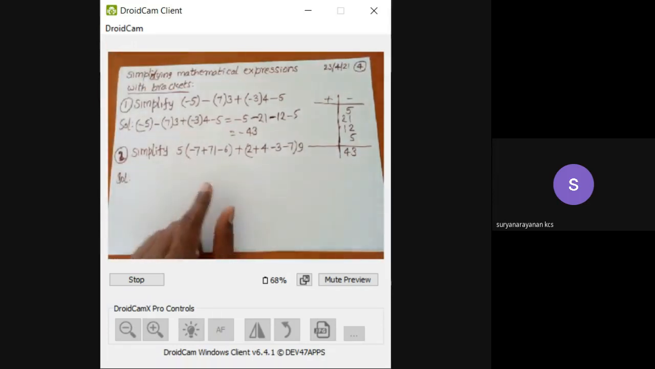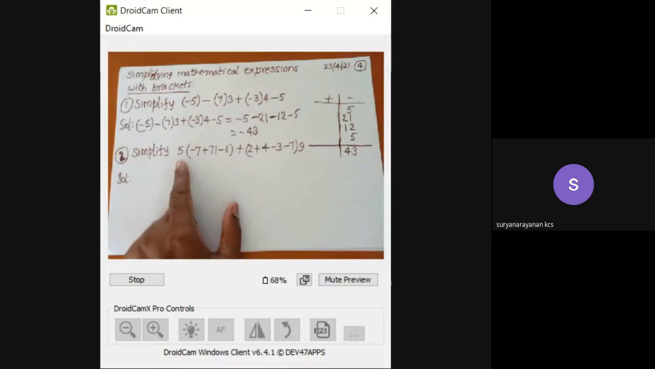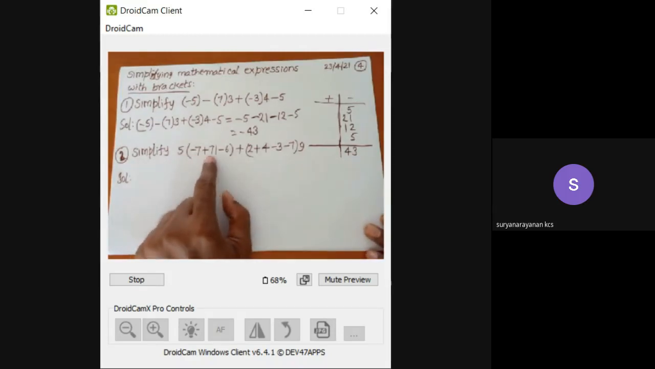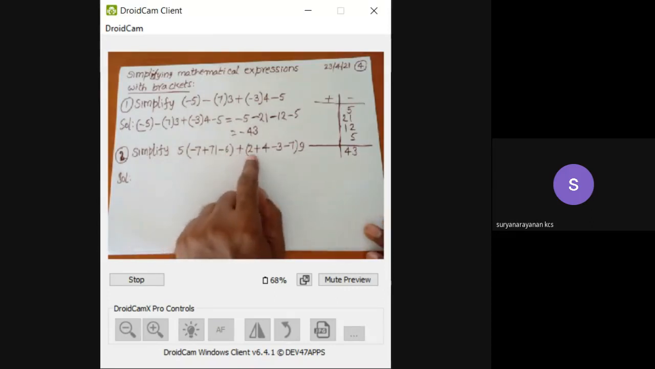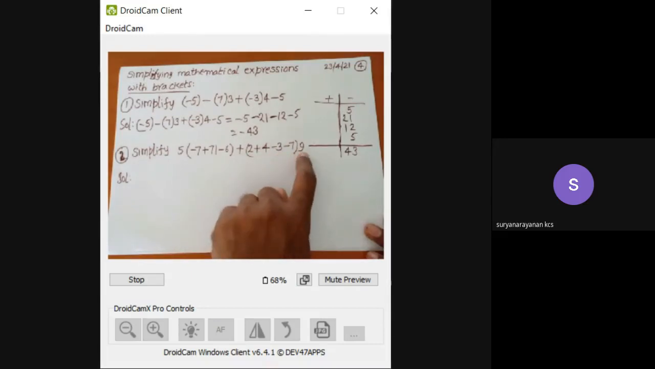See this question, my dear children. Previously I told you, remember this point, my dear children. When you are getting a bracket, please read it as into. So 5 into minus 7 plus 71 minus 6 plus 2 plus 4 minus 3 minus 7 into 9.